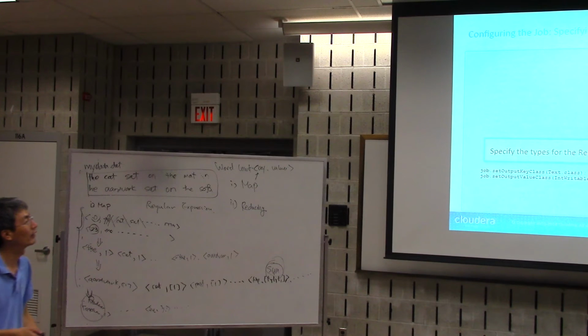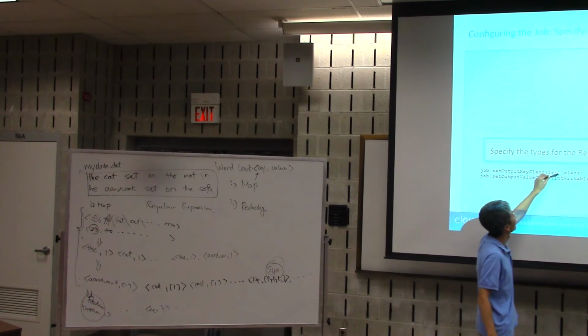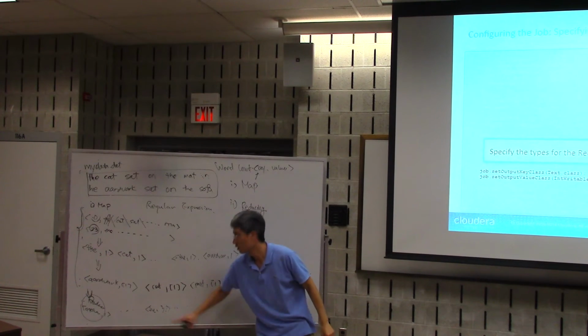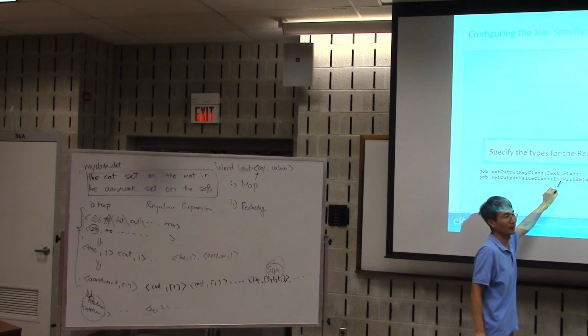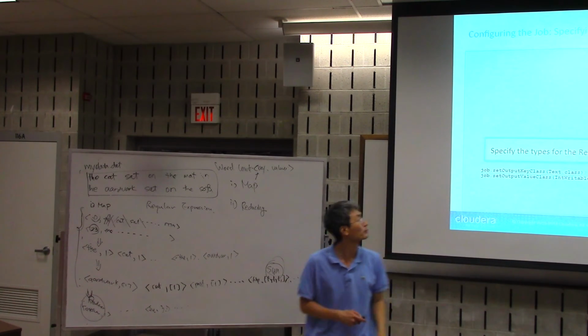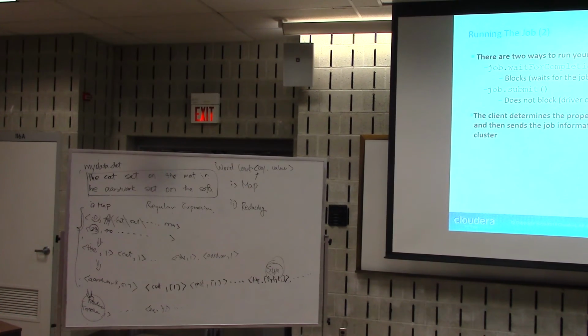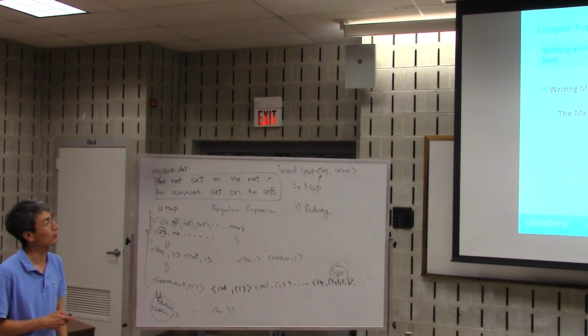Then this is the set output, not map output. Set output is the reducer's final output format. In this case, the key is the text, and the value is the integer. Then if that is done, we finalize. This is the driver, the final driver code.